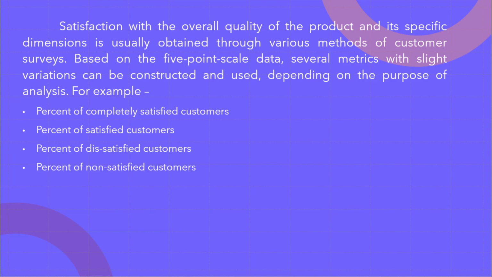Satisfaction with the overall quality of the product and its specific dimensions is usually obtained through various methods of customer survey. Based on the 5-point scale data, several methods with slight variation can be constructed and used depending on the purpose of the analysis. For example, you can classify it to percent of completely satisfied customers, percent of satisfied customers, percent of dissatisfied customers, percent of non-satisfied customers.